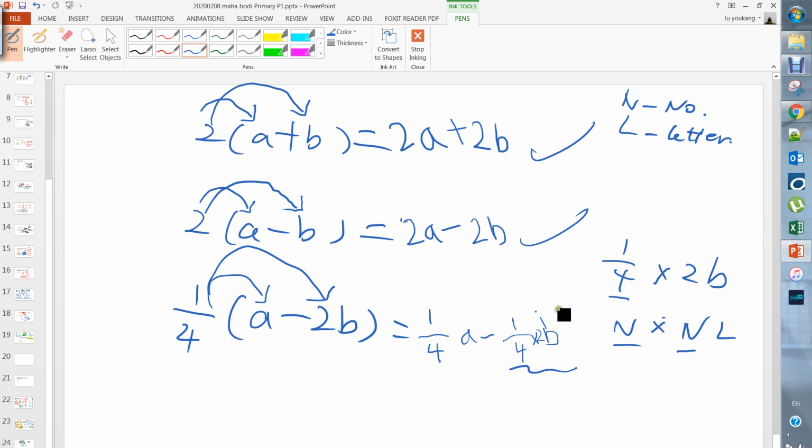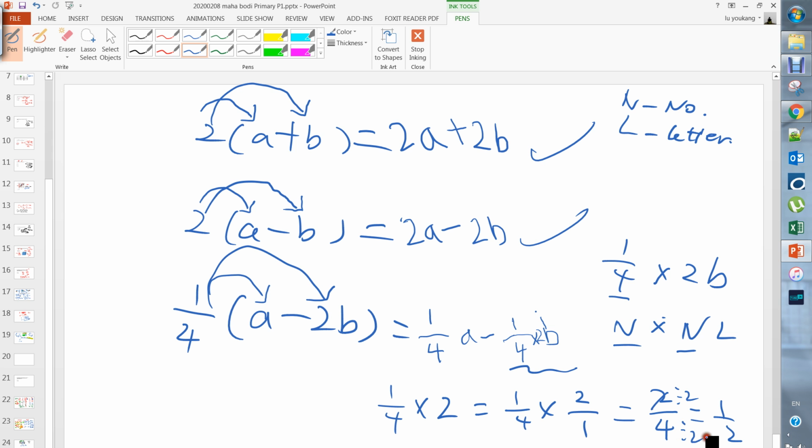Just tell me. 1/4 times 2. So how do you do it? 1 over 4 times 2 over 1 will be 2 over 4. 2 over 4 is also half, because you divide by 2, you divide by 2, right? So the answer is half. So this one, you can combine, because number can combine with number.